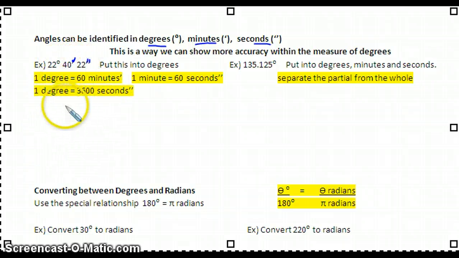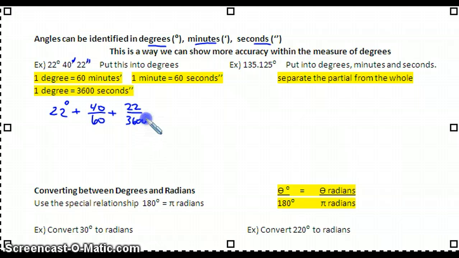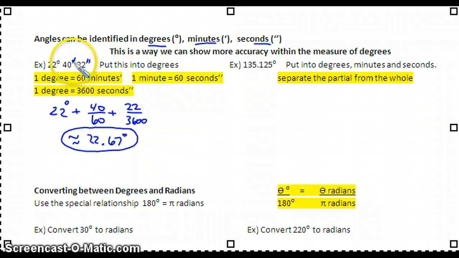If you're going to break this down, here's what you do. You would take the degrees, because you want to keep your answer in degrees, add to that the minutes divided by 60. Since there are 60 minutes for 1 degree, I'd have to take 40 out of 60. And then, if I'm trying to change seconds into degrees, there are 3,600 seconds, so I'd take 22 and divide by 3,600. Then I can just type that in the calculator and get approximately 22.67 degrees. So again, I'm writing this as a degree measurement in terms of decimals instead of saying specific minutes and seconds.